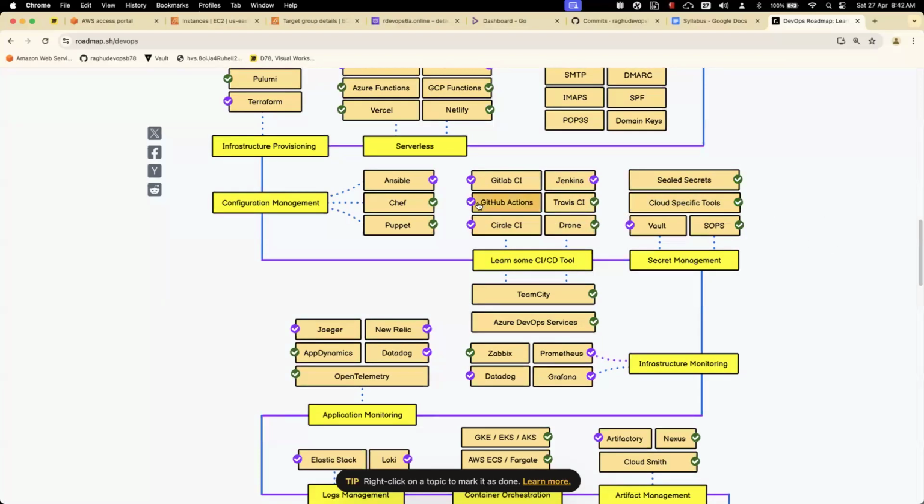If tomorrow, by the end of this month, they change this, then in my next batch my course will change. Simple. Okay, got it. Thank you, Raghu.